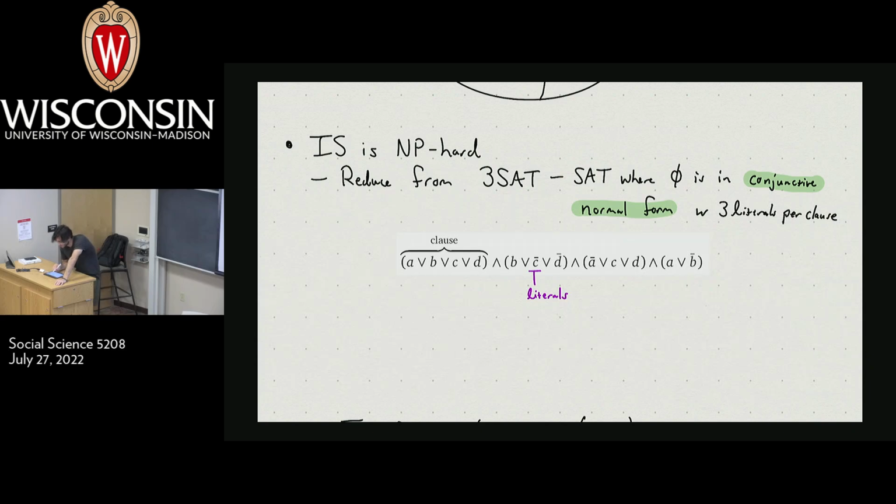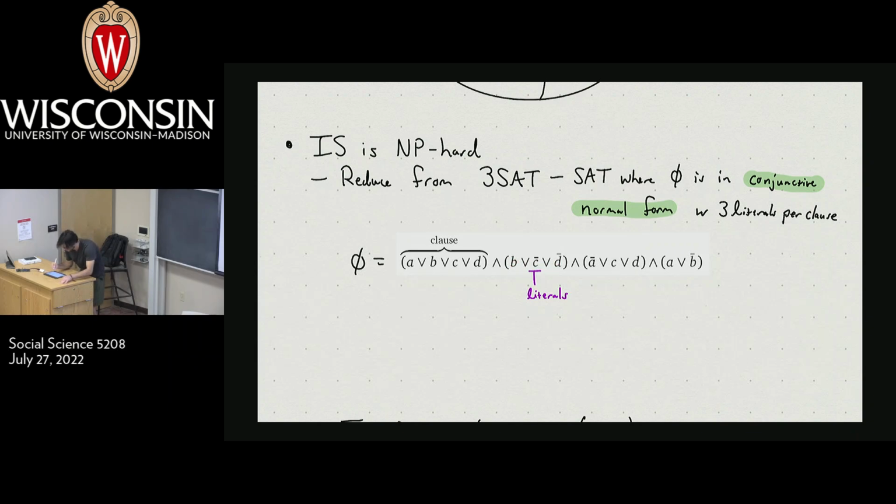And 3-SAT is just SAT where the formula is in a special form called conjunctive normal form, and it has 3 literals per clause. So what this means is our formula phi looks like this, where these are all clauses. A clause is just a bunch of ORs. And then you connect clauses with ANDs. So you have a bunch of ANDs of clauses, and each clause is just a bunch of ORs of literals.